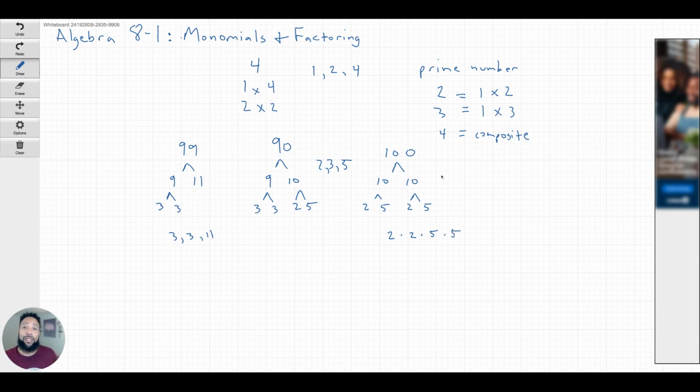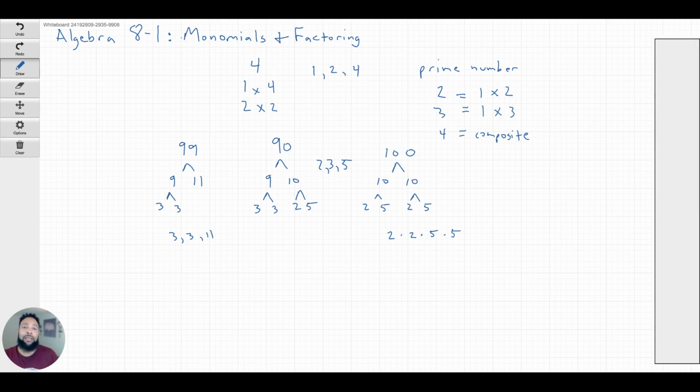So I hope this helps. These are just the building blocks when it comes to factoring and monomials. We're going to start talking about binomials and polynomials, those types of things. And you're going to need to be able to break those numbers down and factor numbers out of those. You're going to need to know what numbers are prime, what numbers are composite in order for us to move forward. So I hope this helps. Remember, these are just the building blocks.